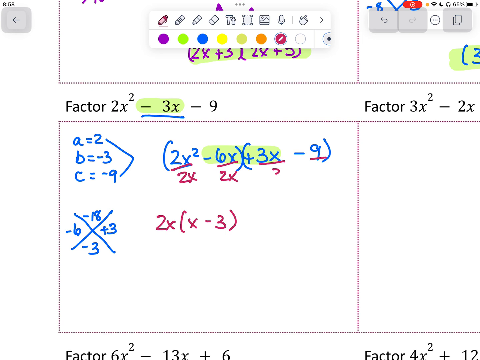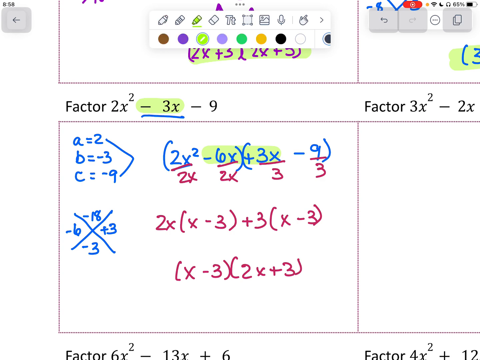These two have in common a 3. So I factor out the 3, and that leaves me with x minus 3. And my factored form is x minus 3 times 2x plus 3. And that's my factored form.